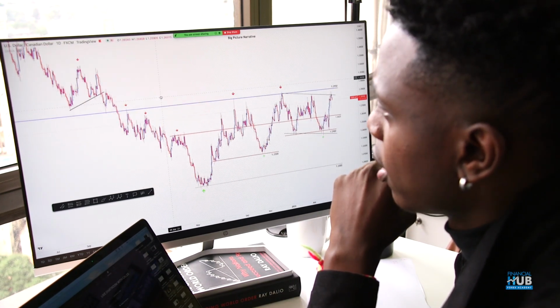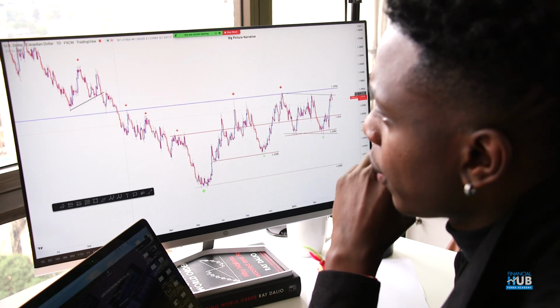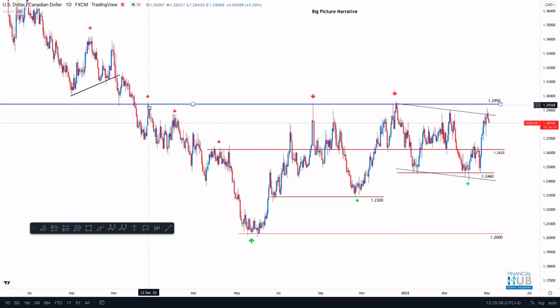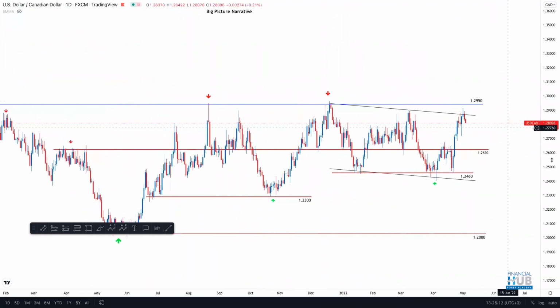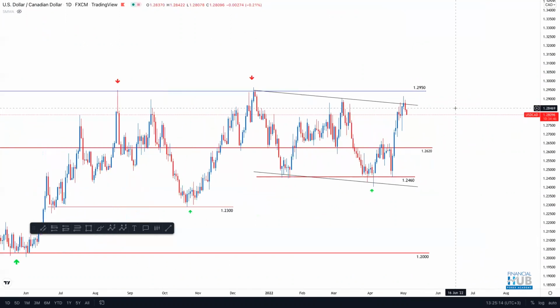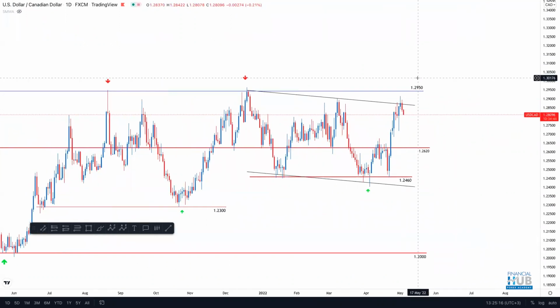Looking at it back, it's been acting as support. The market broke it, retested it, and ever since we retested it, the market hasn't been back above it, just retesting, and now we're coming towards it again. If the dollar strength continues, this can act as a very good breakout to the upside, which will then turn from resistance to support.